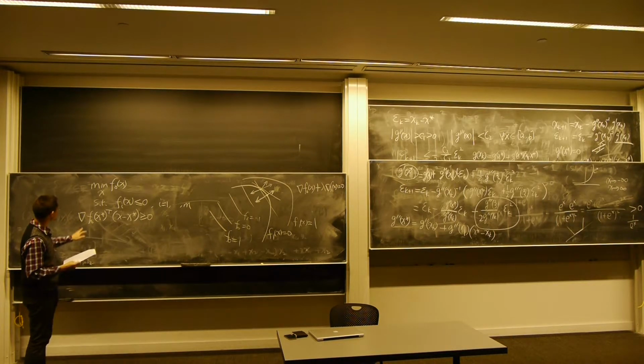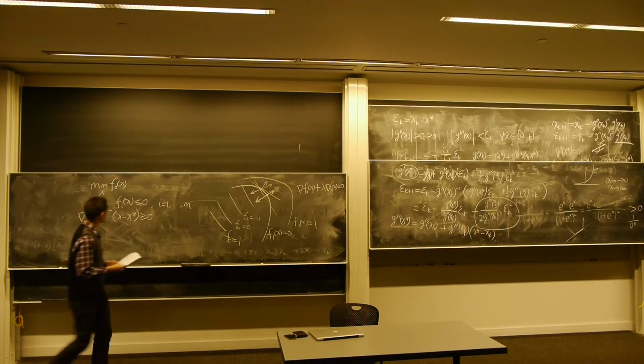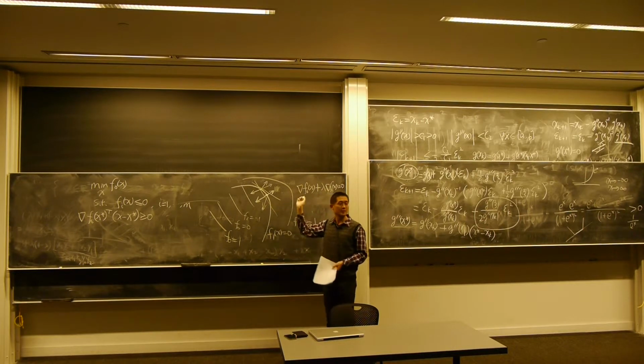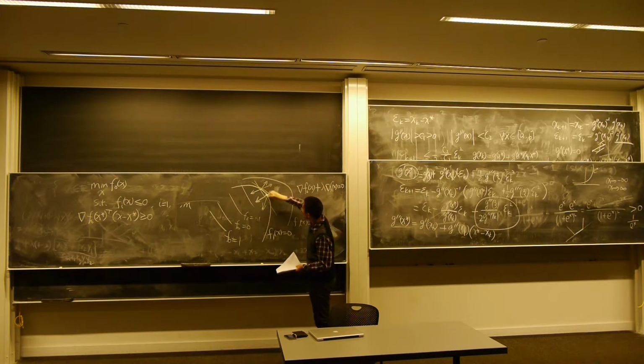Let's see if I can see anything here directly. So now you are reaching your optimum point x star. For any feasible point, this direction has to have a positive projection on the gradient of the function. You can see it very clearly on this picture. You can't have anything lying here. And you can think that maybe it has something to do with the gradient of the constraint.